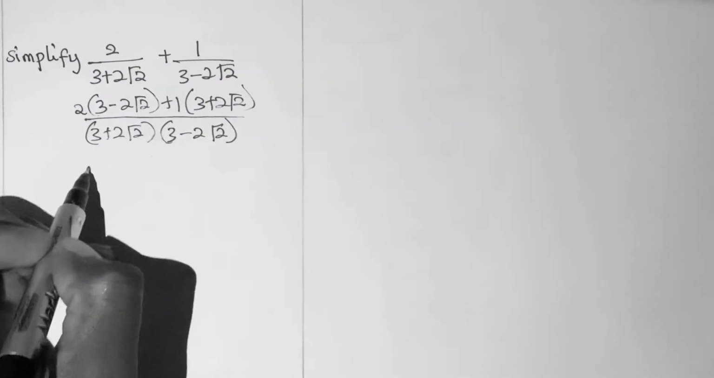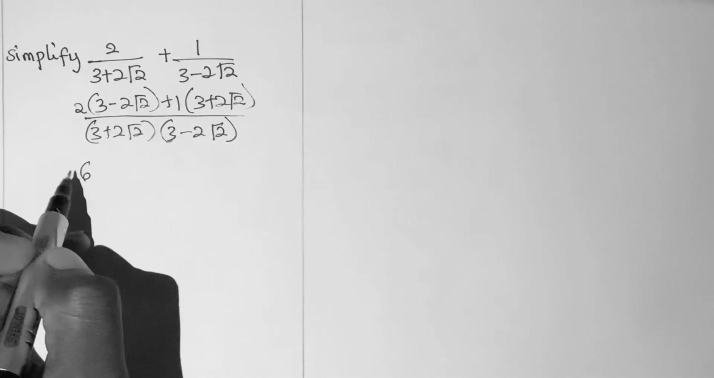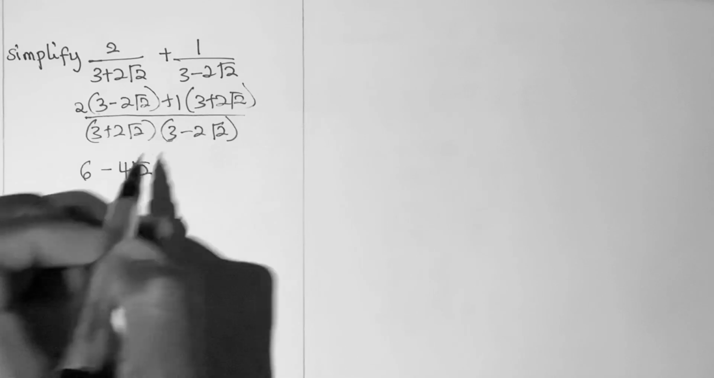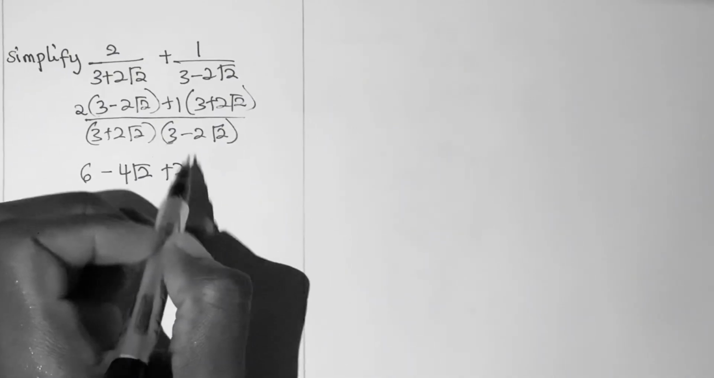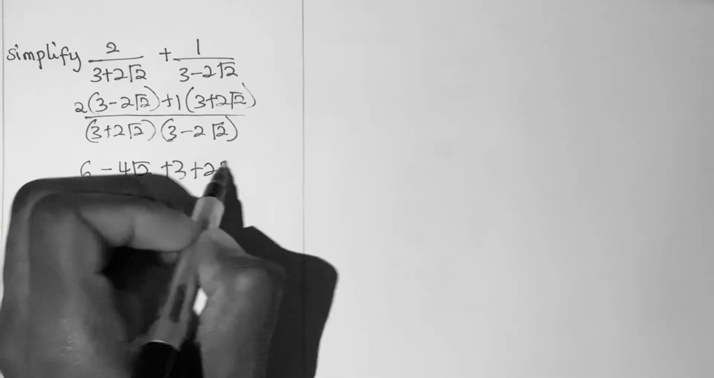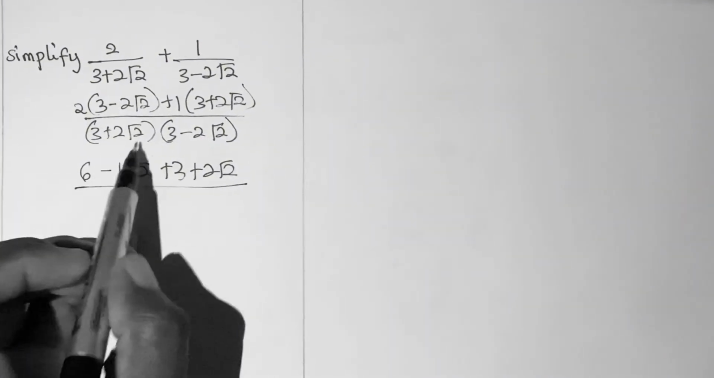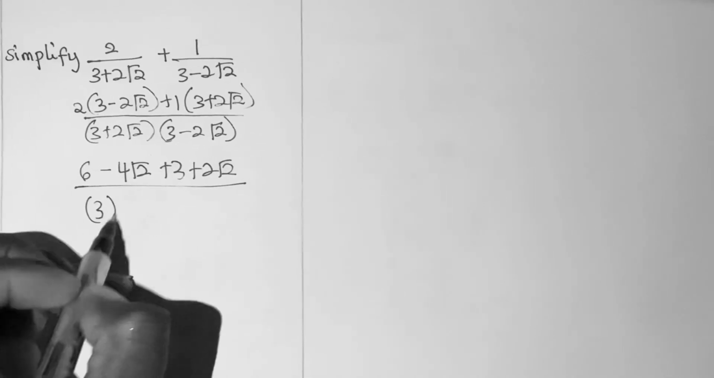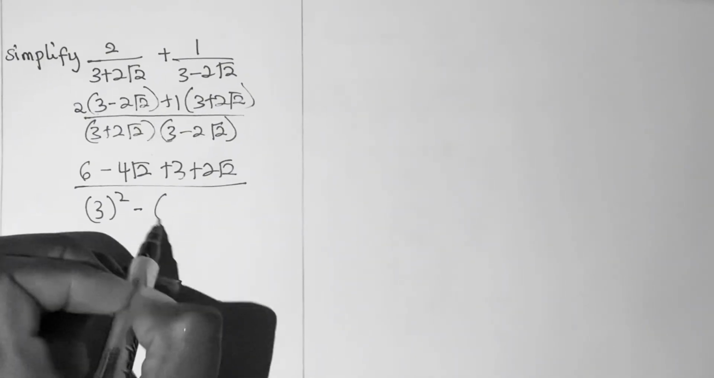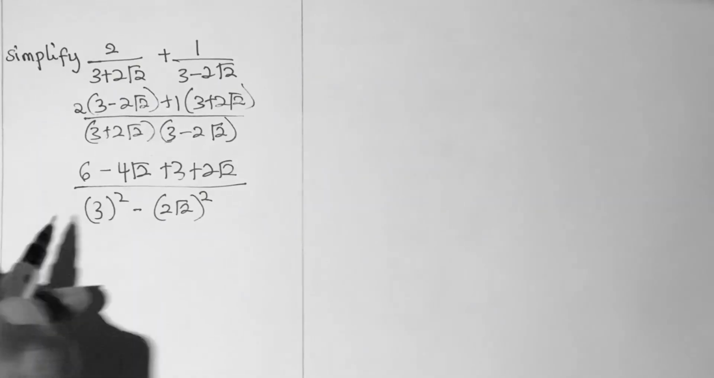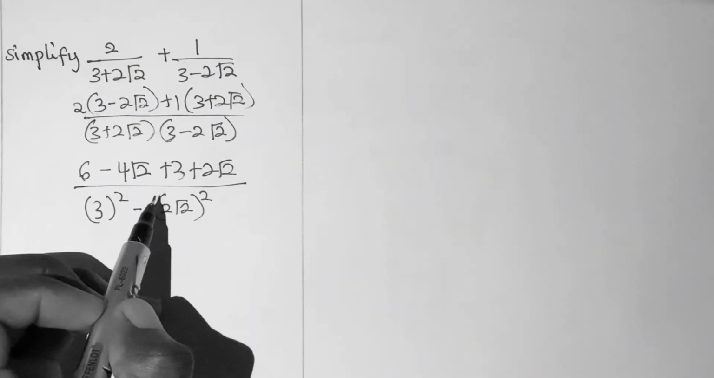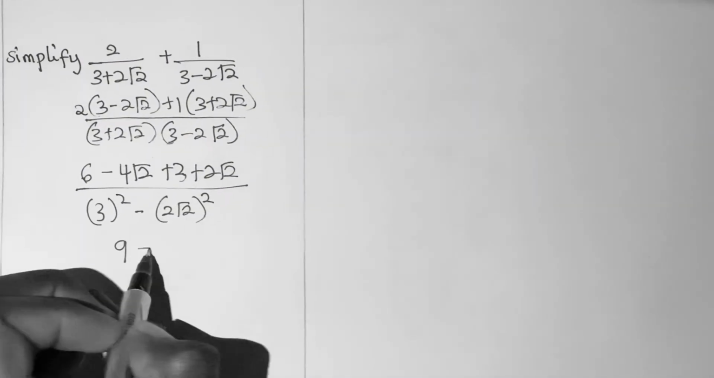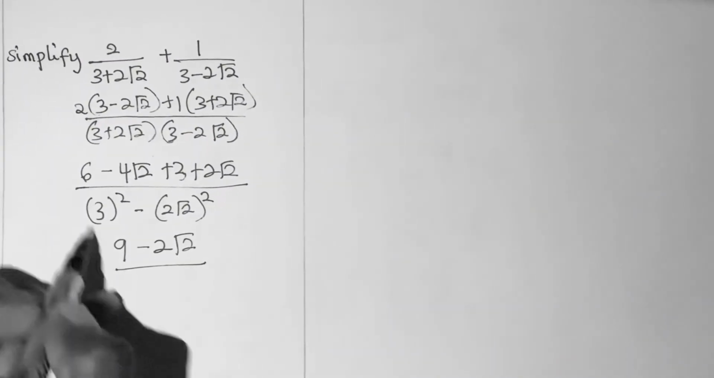So 2 times 3 is 6, then minus 2 times 2 is 4, so 4 root 2. Then 1 times 3 is 3, then 1 times 2 root 2 is plus 2 root 2, divided by, now you can see that this is a difference of 2 squares. So this becomes 3 squared minus 2 root 2 squared. Now 6 plus 3 is 9. So here becomes 9, minus 4 root 2 plus 2 root 2 is minus 2 root 2, divided by 3 squared.